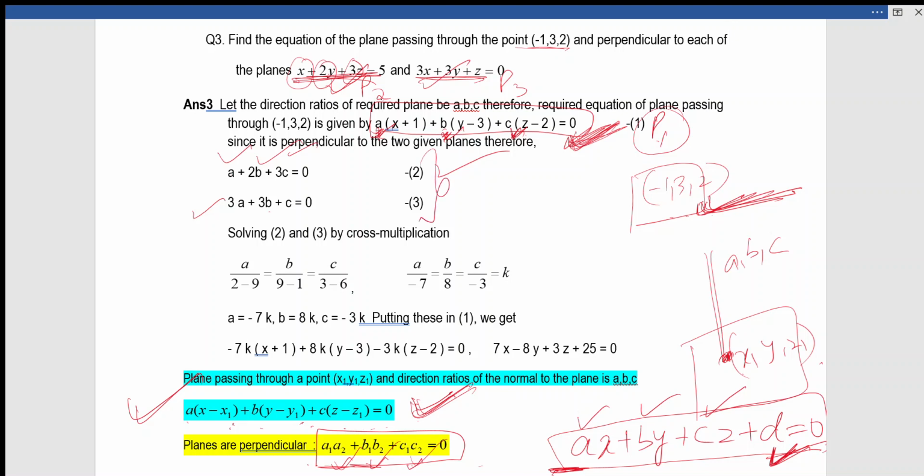Now you have these two equations. आपका aim क्या है? You will solve these two equations 2 and 3 to get the value of a, b and c, so that you can put in equation 1.